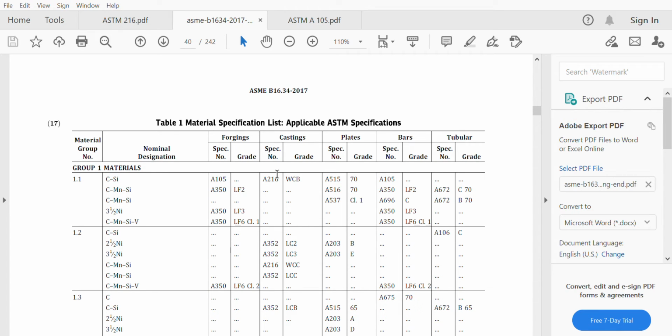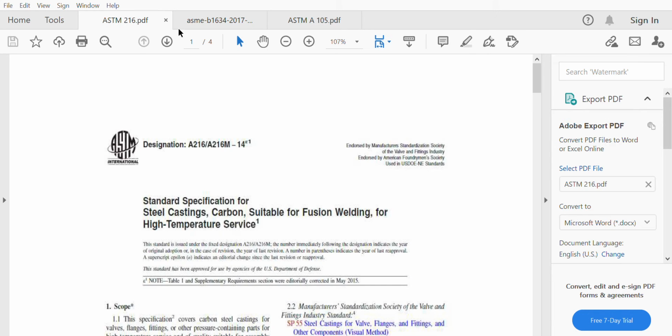These two are material standards, and as these are very commonly used materials, we should look more into these standards. Also, WCC falls in the 216 category. So let's look at what ASTM 216 contains. As you can see, this is the standard specification for steel castings, carbon, suitable for fusion welding and high temperature service.